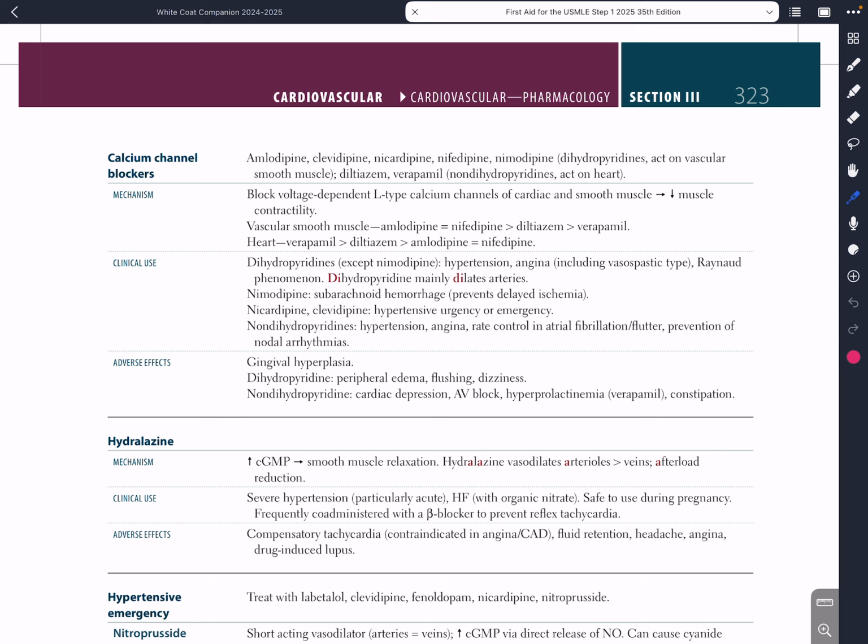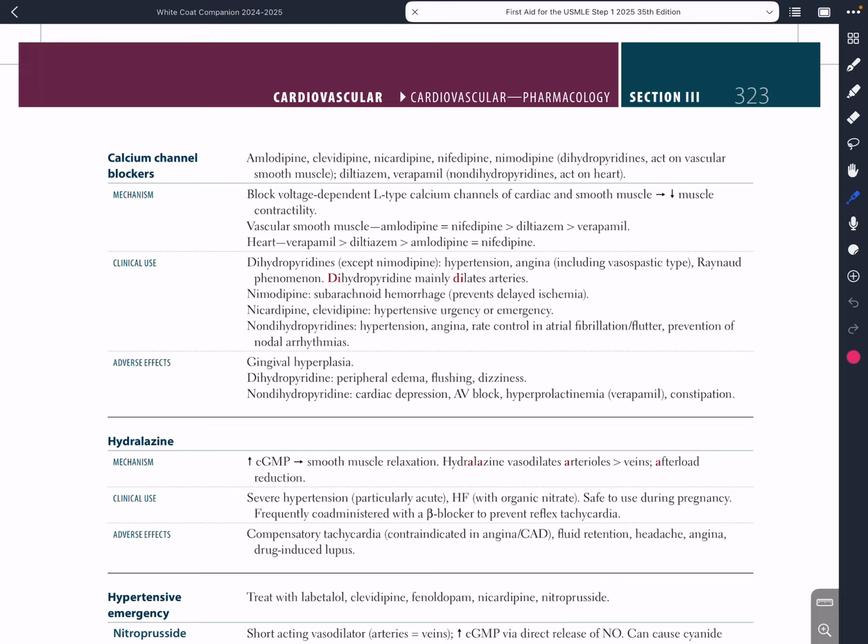Okay, so the mechanism of action for calcium channel blockers: in general, calcium channel blockers block voltage-dependent L-type calcium channels of cardiac and smooth muscle. So L-type calcium channels in cardiac and smooth muscle are blocked by calcium channel blockers. This leads to decreased muscle contractility.